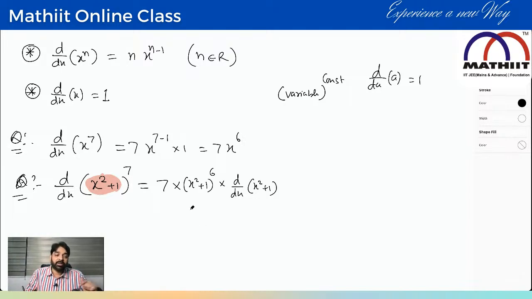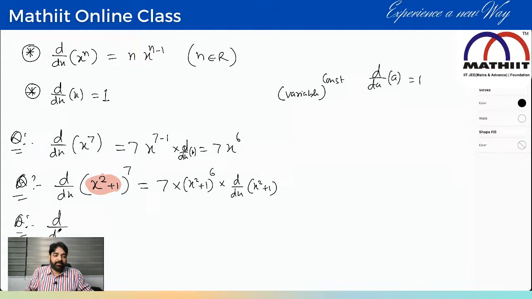Why? Because here also I am doing d by dx of x, but that's always 1. That's why I'm not writing it. So always keep in mind, whoever is the variable, their differentiation has to be done. It is a fixed rule. d by dx of x square plus 1, what will this be? That we'll discuss later. We are not going to talk about this at this point of time.